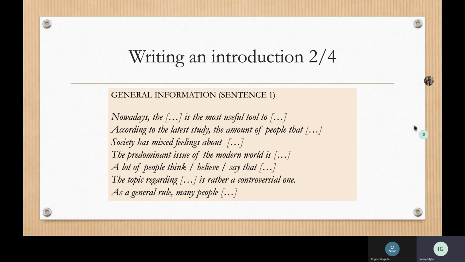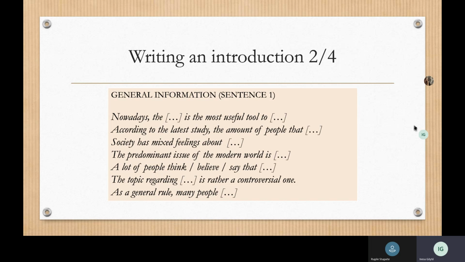So there are more examples of really global and general phrases, such as society has mixed feelings about something, and the predominant issue of the modern world is. Another really common example is this: a lot of people think, believe, say that, or as a general rule, many people say this and that. So if it suits the topic you are given, you can use this certain generalization that a lot of people, the majority of people, have this or that opinion.